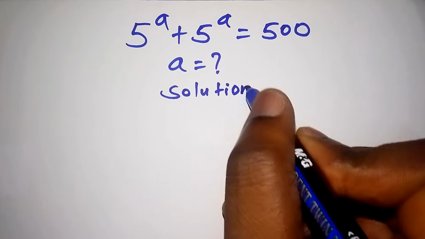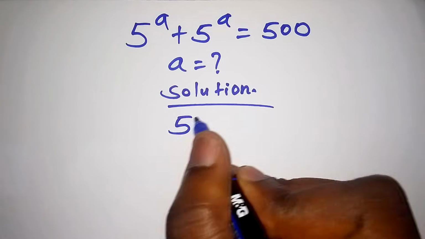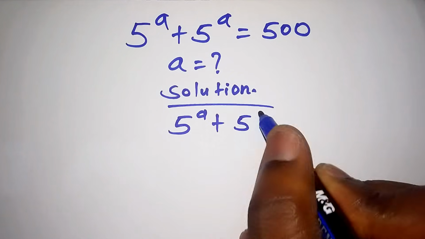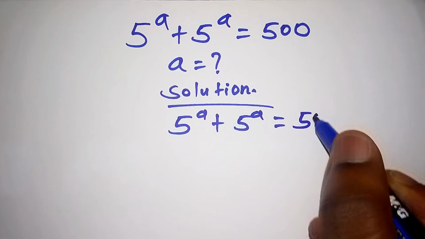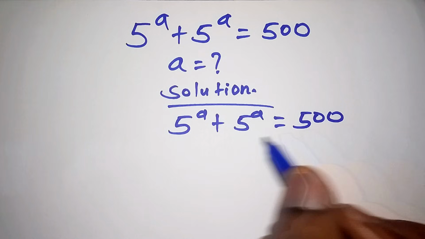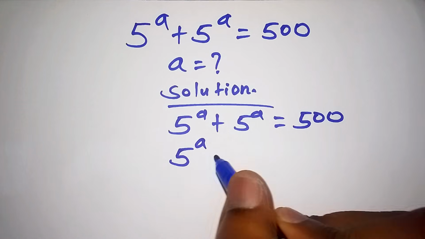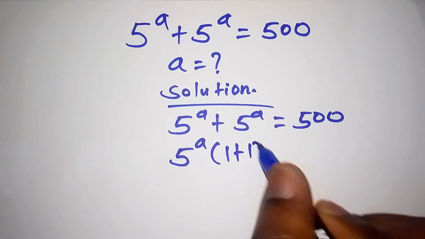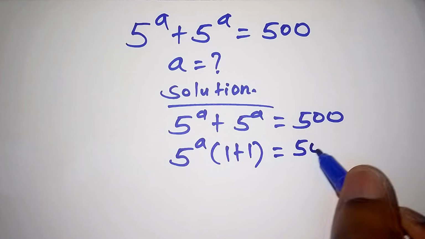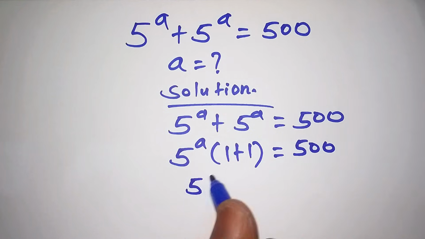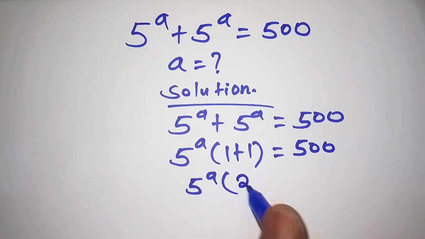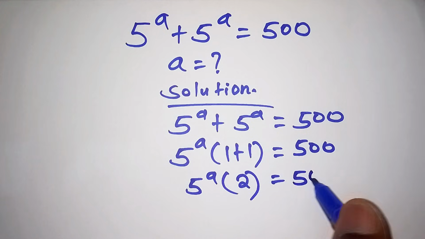So now we have 5 to the power of a plus 5 to the power of a is equal to 500. The first thing that we need to do is to factorize 5 to the power of a plus 5 to the power of a. That will be 5 to the power of a into bracket 1 add 1 is equal to 500. Now we shall work out the number inside the bracket. So 1 plus 1 is 2, equals 500.